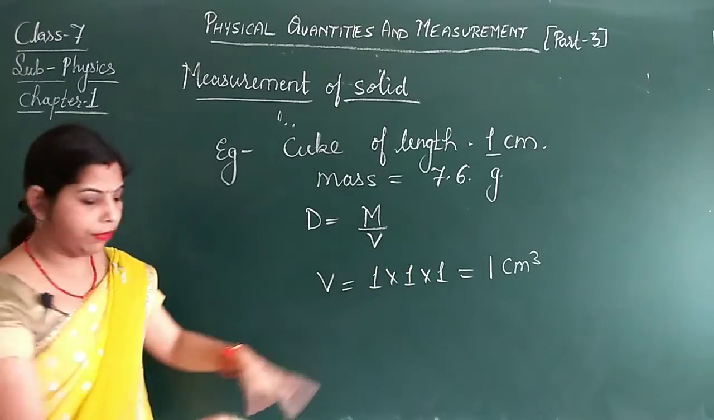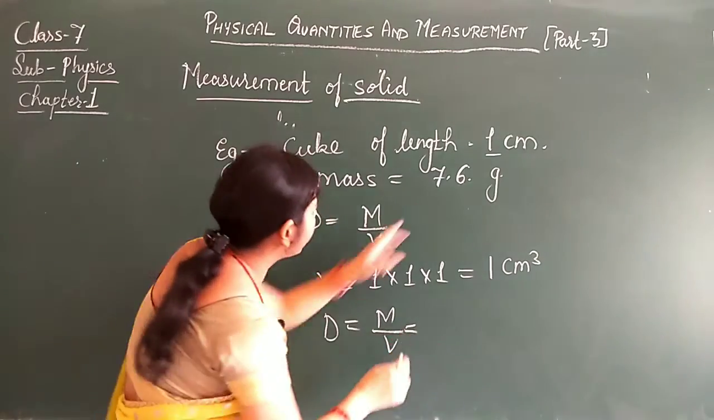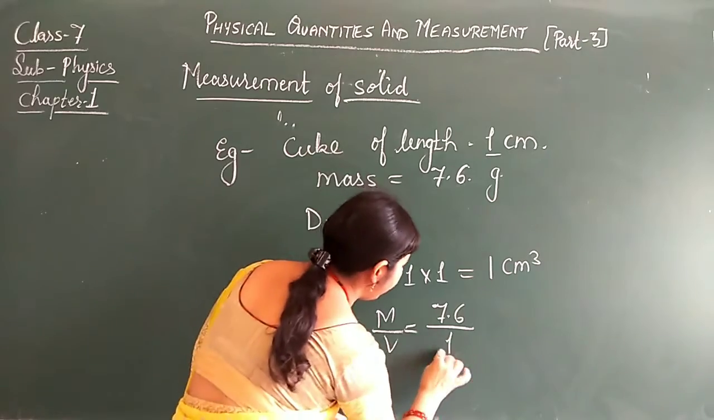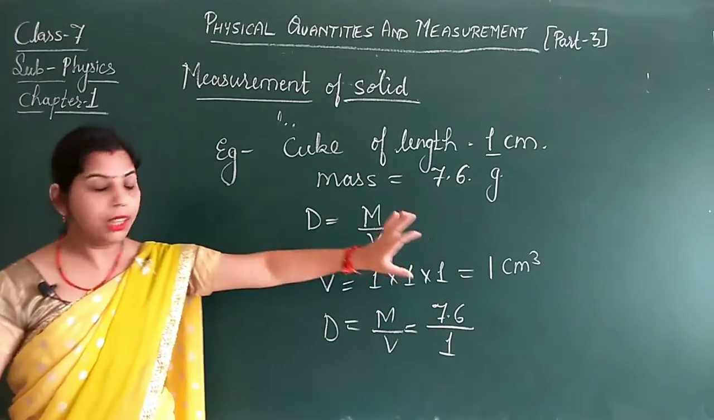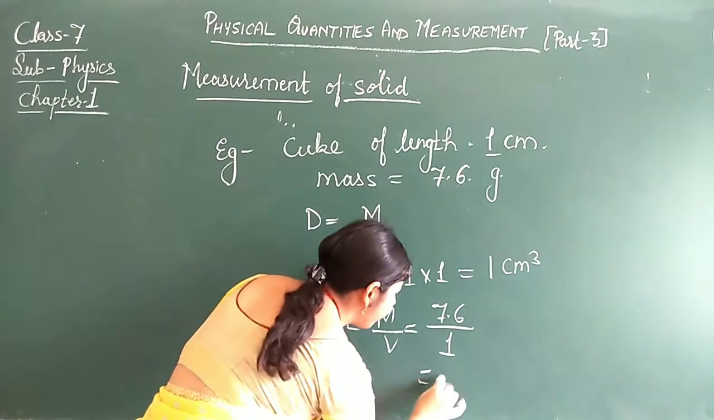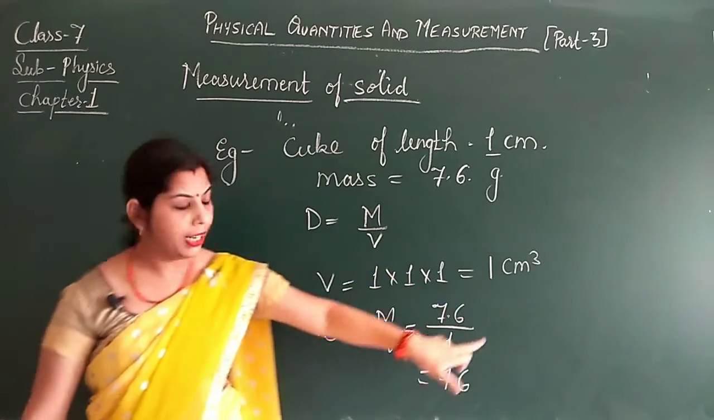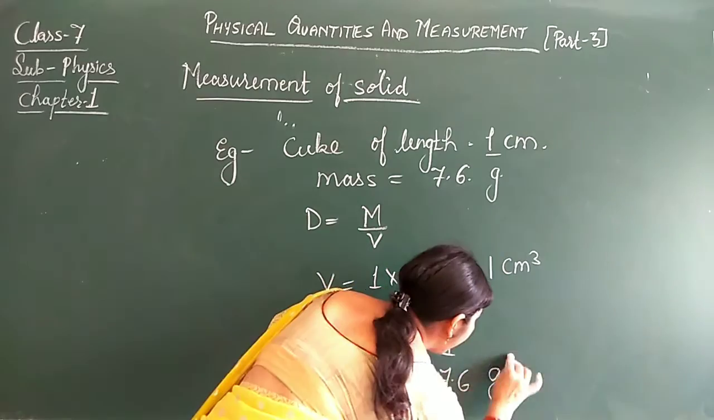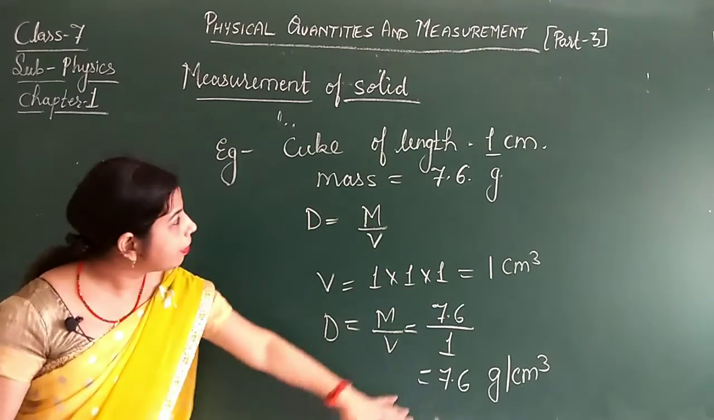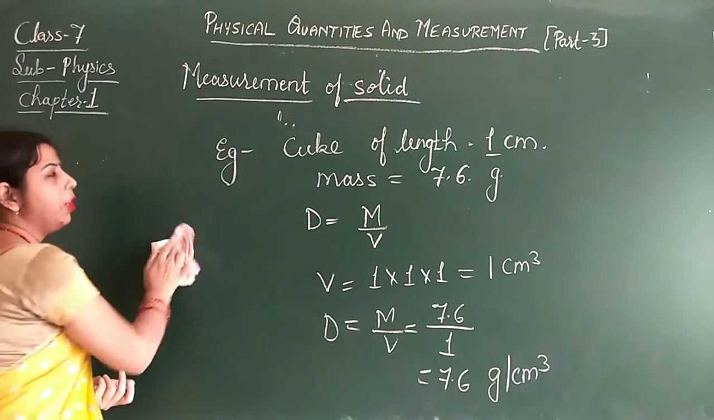Now let's define the density. Density is equal to m by v, that means we have 7.6 as mass and the volume I have is 1. So the density will be 7.6, with centimeter cube and gram, so it will be gram per cubic centimeter. In this way we can find the density of regular solid shapes.